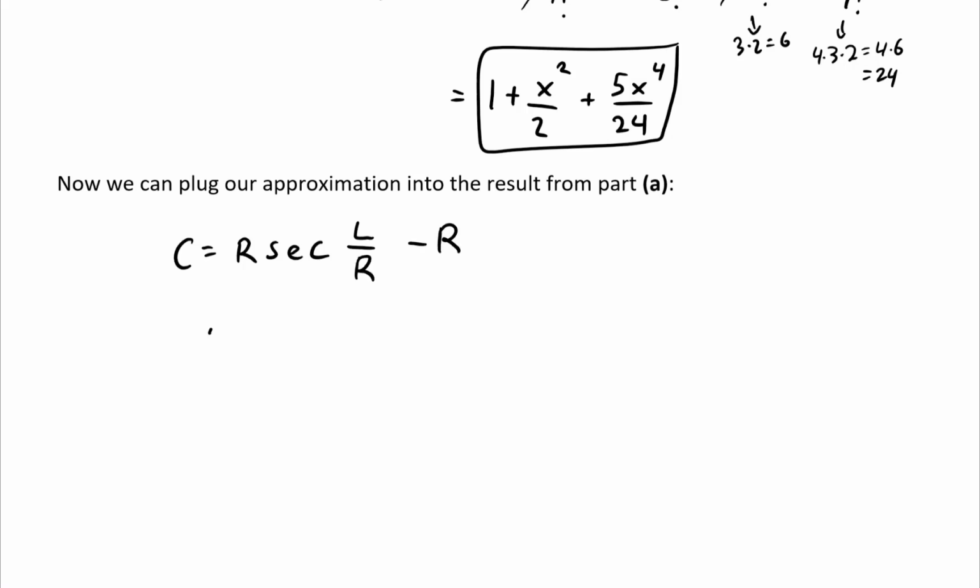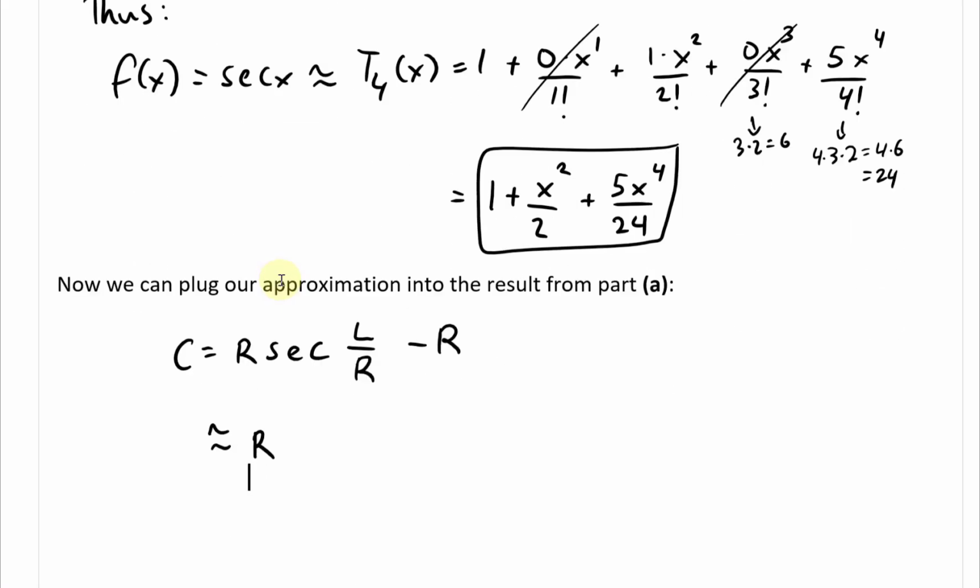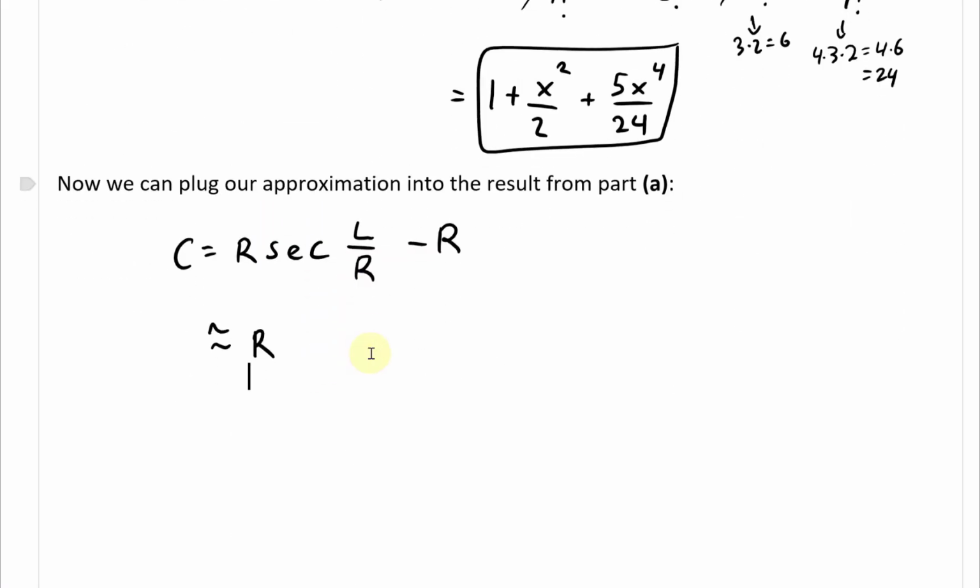Now this is approximately equal to, and plug in our function. Remember, this is approximating secant of x, with x being L over R. So this is going to be R times, and now just plug in this entire thing. Remember, the whole idea of Taylor approximations is to remove functions that are hard to work with, like secant or other trig functions, and replace them with simple polynomials.